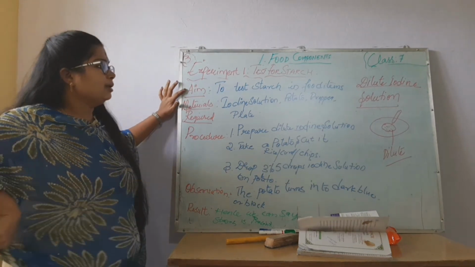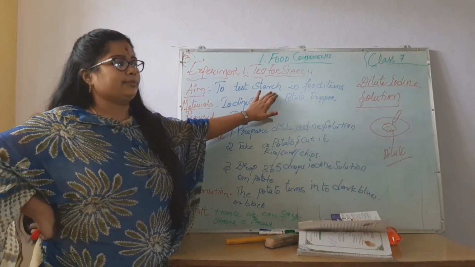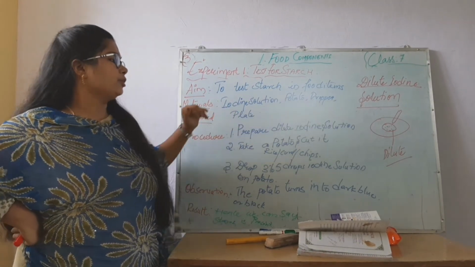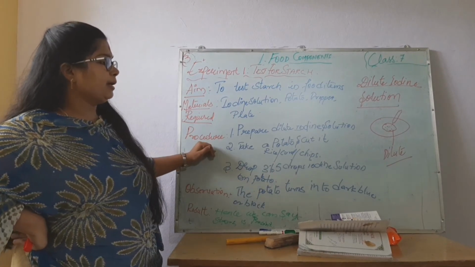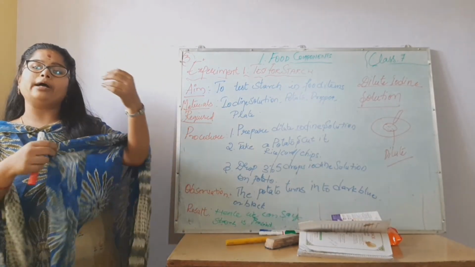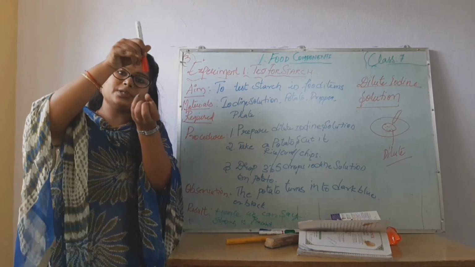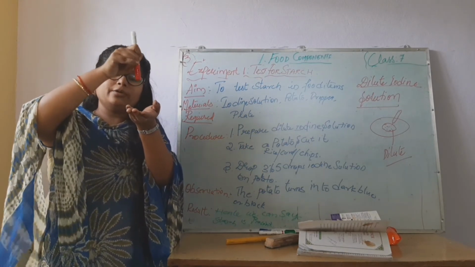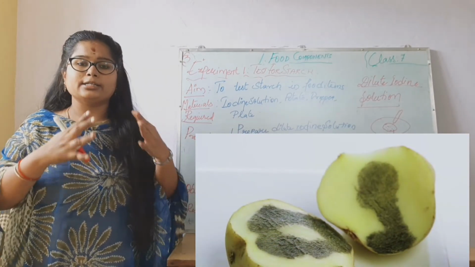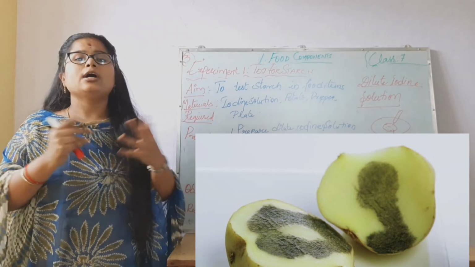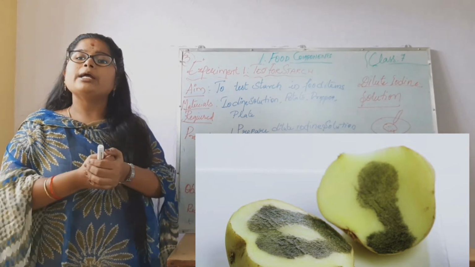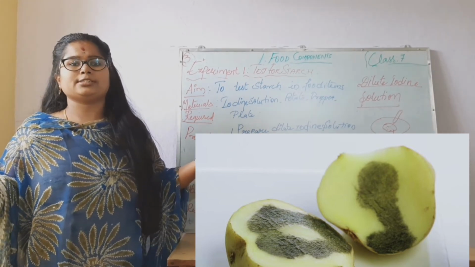Next, aim: to test starch in food items. Take dilute iodine solution, a potato, a dropper and a plate. Procedure: prepare iodine solution first. Take a potato and add 2 to 3 drops of iodine solution on it. If it turns dark blue or black, it shows that it has starch. Otherwise there will be no starch. If a food item you have added does not turn blue or black, it means it has no starch.